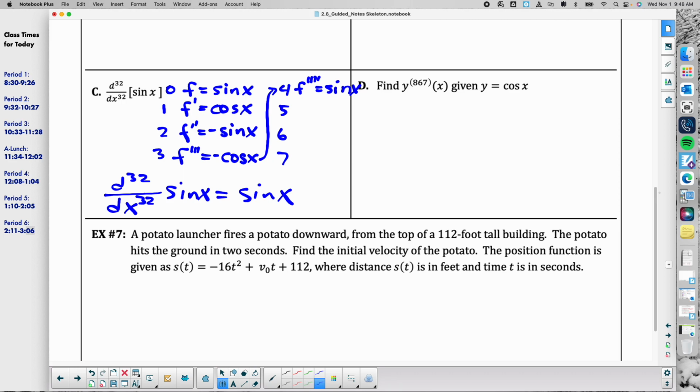Time-wise, do you want me to do D with you? Should we do that one? Should we skip that one? Do that one? Oh, all right. I didn't know how much time you wanted to work, so that's why I asked.